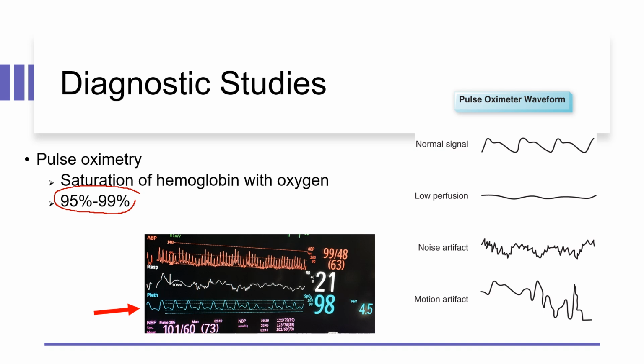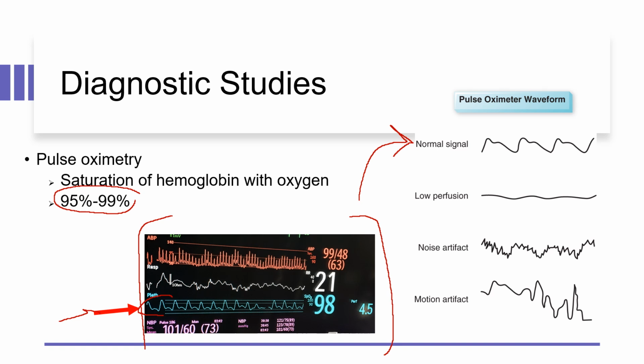If you ever have a monitor like this at the bedside where you can see the patient's O2 sat on the screen, you see where this arrow is. This is a waveform, a pulse oximeter waveform. And this is a normal one, kind of looks like this one here. And that means that the probe is on correctly and there is nice perfusion there.